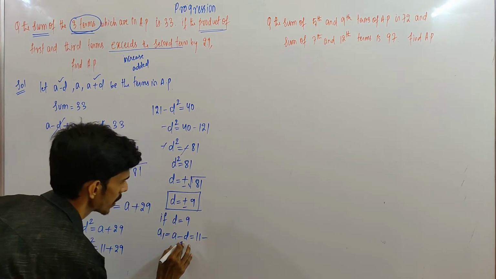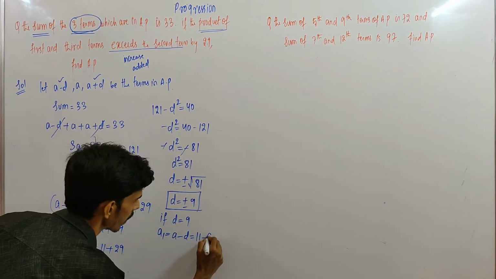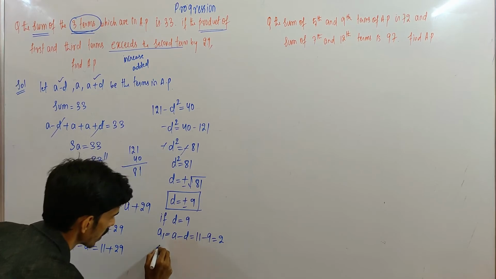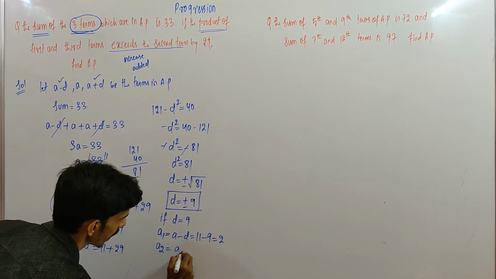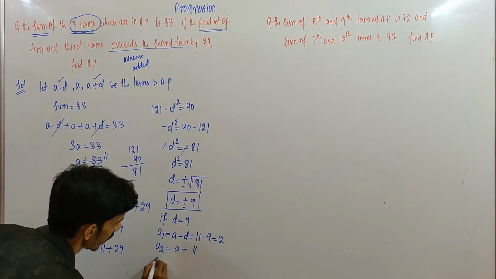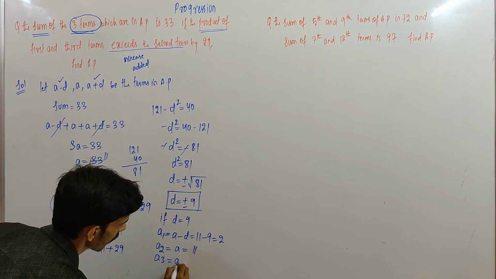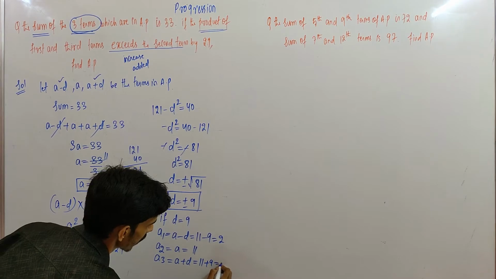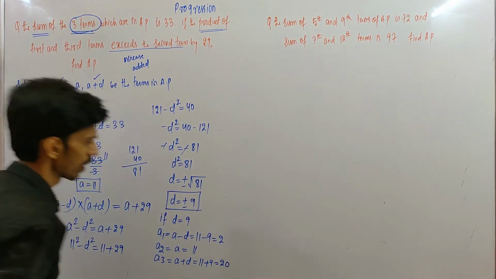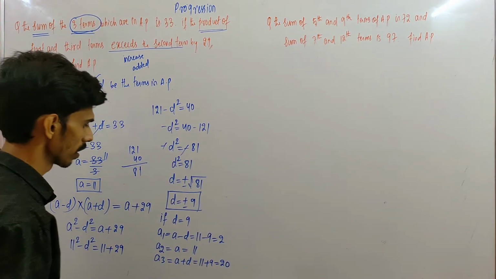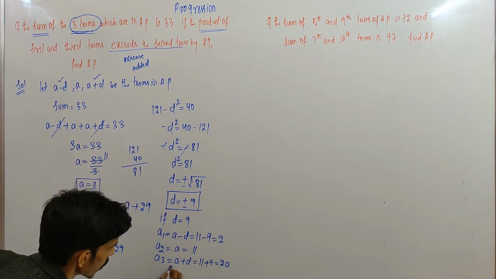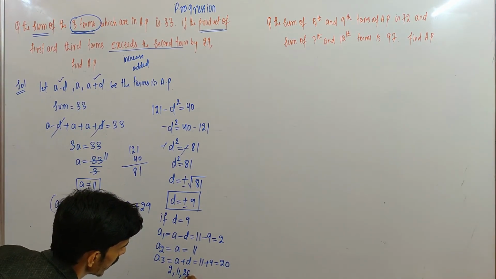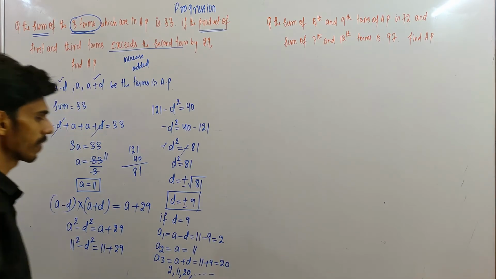11 minus 9, so we will get 2. The second term is a2, that is 11. The third is a3, which is a plus d, 11 plus 9, that is 20. So the sequence will be 2, 11, 20 and so on with common difference plus 9.